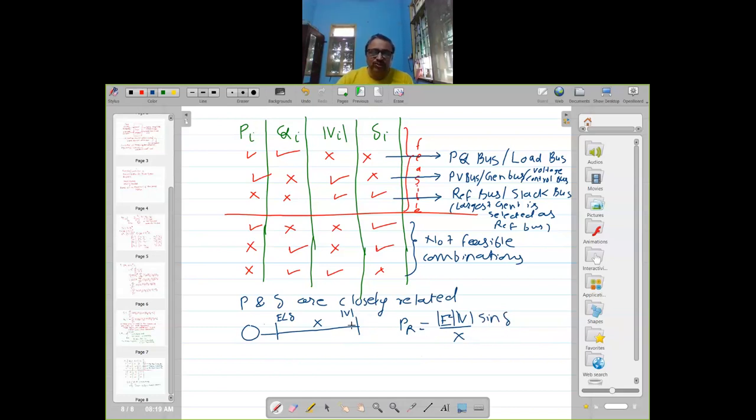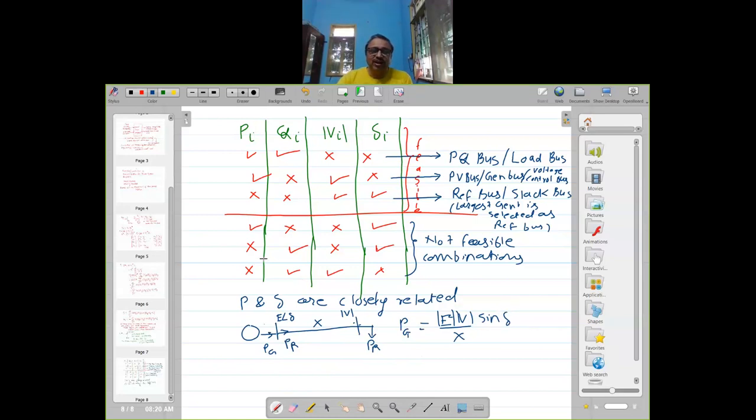Since there is no loss here, this PR is the same as this PR, or this will be PG. So this PG, I can also write this as PG now. If I know what is the power injected, it is related to delta by this equation.